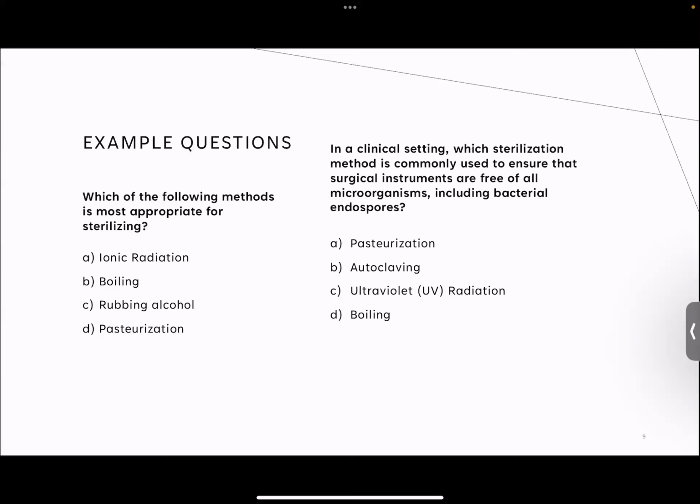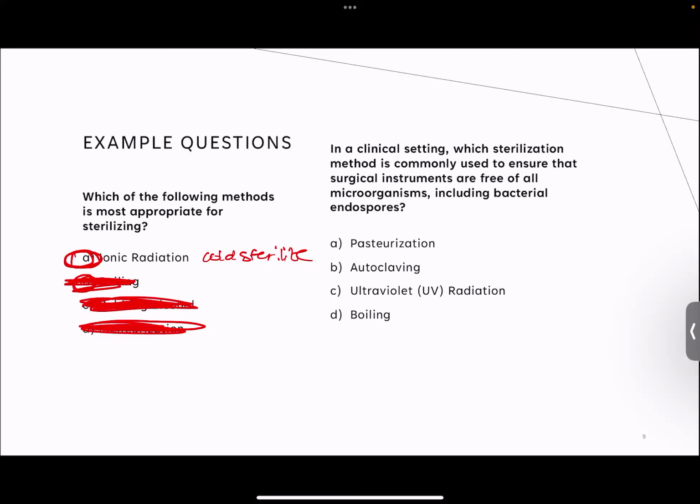So which of the following methods is most appropriate for sterilizing? Can ionic radiation sterilize? Yes, this is the one that causes very significant damage through ionizing the molecules that are involved. Pretty serious stuff. We call that cold sterilization. So that one can. Can boiling? We've said multiple times that boiling cannot sterilize. Can rubbing alcohol? Typically, alcohols are not sterilizing agents. They are just disinfecting agents. And then pasteurization, which we talked previously about how it doesn't sterilize, right? So the one that you're going to use for sterilizing from this list would be the ionizing radiation.